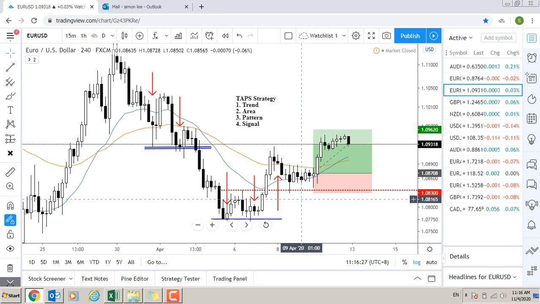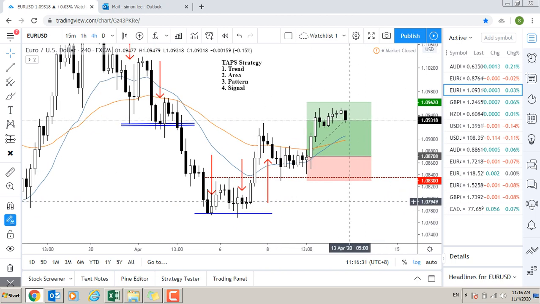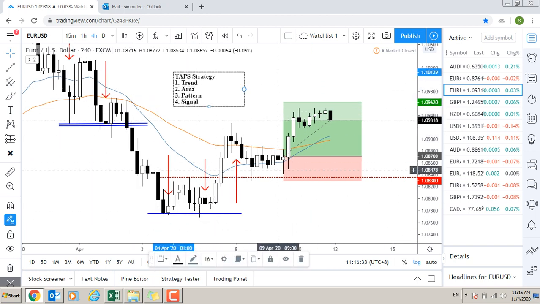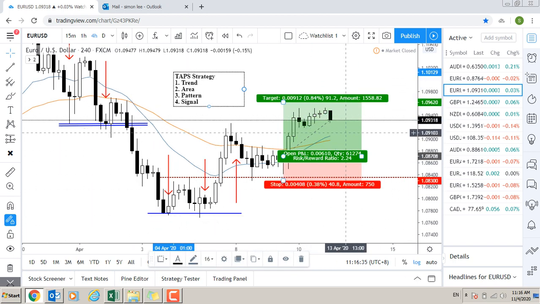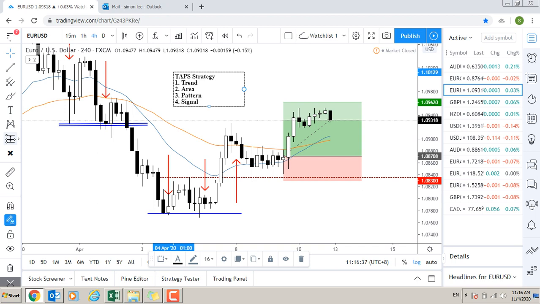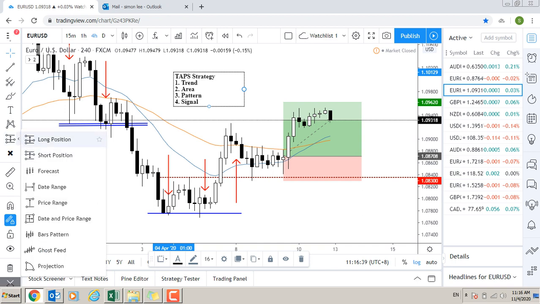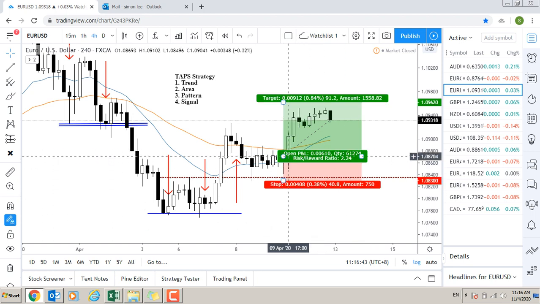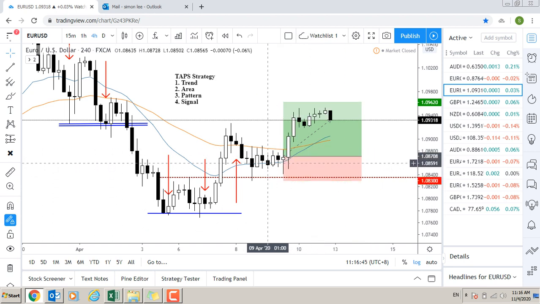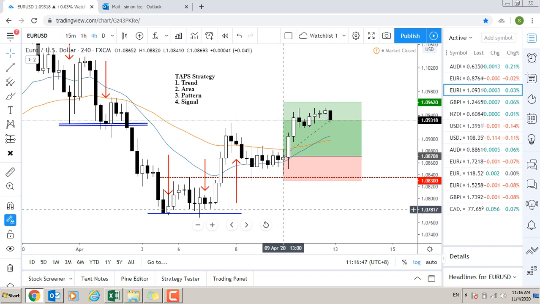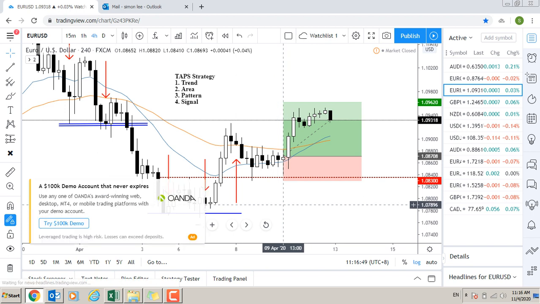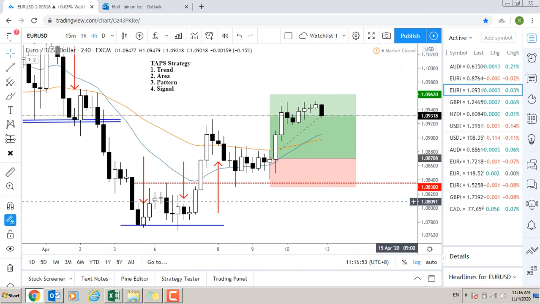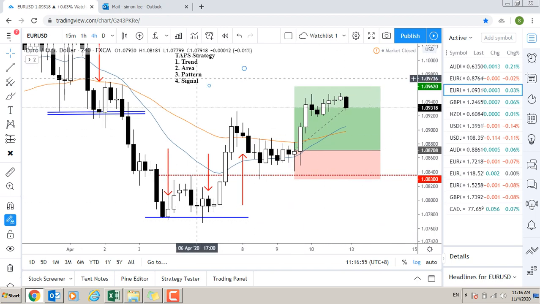The last one is the signals. If you look at this setup, I put my long position based on these candles, but not all of these candles. The reason is because these candles show me the bullishness of the price. Okay, let me recap something.